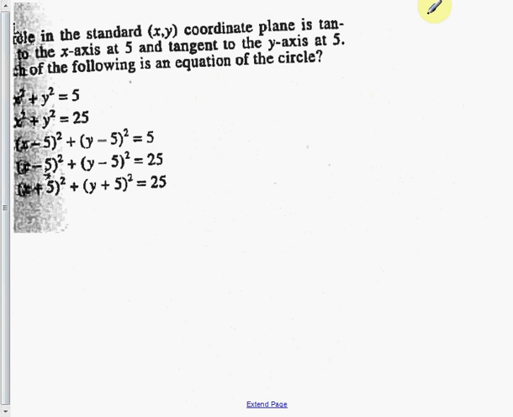Okay. So let's see. Some of the wording is somewhat marked off. So something in the standard XY coordinate plane is tangent to the x-axis at 5, and also tangent to the y-axis at 5. So some type of graph, and it could even say circle. Which of the following is the equation of the circle? So if we draw it out, the circle is tangent to x equal to 5, and also tangent to y equal to 5.